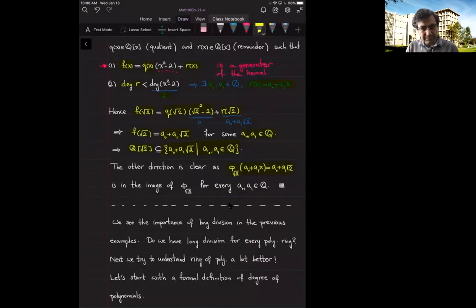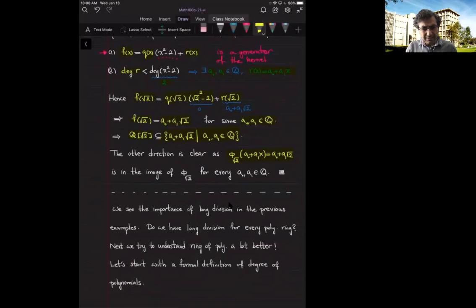Okay, so, but let's go back to the previous question and think about it closely. We see that long division had been used in at least 2 places and played an important role in the proof. So we wonder if we have long division for more general rings of polynomials. So let's study rings of polynomials for an arbitrary ring in more detail with more formal definitions. Again, we want to develop long division as generally as possible and try to use it for other rings besides the ring of rational numbers.